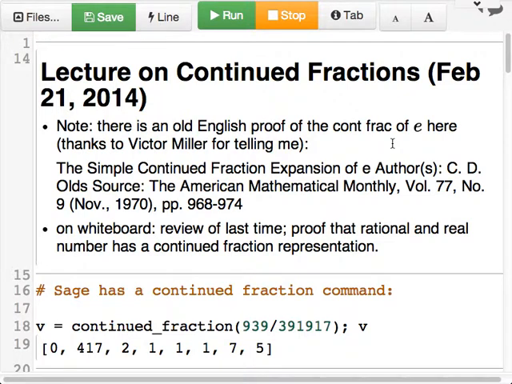Okay, first, Victor Miller, who's one of the co-inventors of elliptic curve cryptography, happened to watch the video from class on Wednesday, which is nice, and he sent me an email and he said that I was wrong, that there was no existing English proof that the continued fraction of e is what I claimed it is, namely that thing with a nice pattern. There's a paper from 1970 in the American Math Monthly, and here's the reference, which is all about the continued fraction of e.